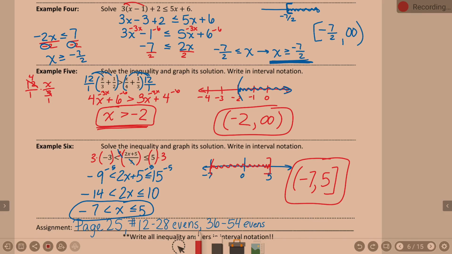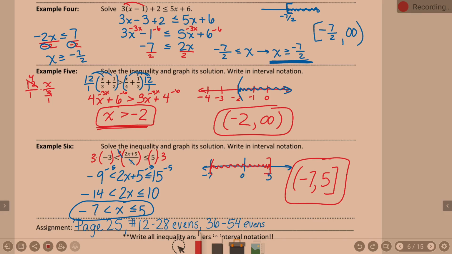Okay. 12 through 28 evens, 36 to 54 evens. I pushed. I normally would give us a little bit more reaction time here, but I pushed to get through it. It's all skills you know. I'm going to be honest. Are all the equations and inequalities easy in homework? No. Okay, you're going to have to work at them.